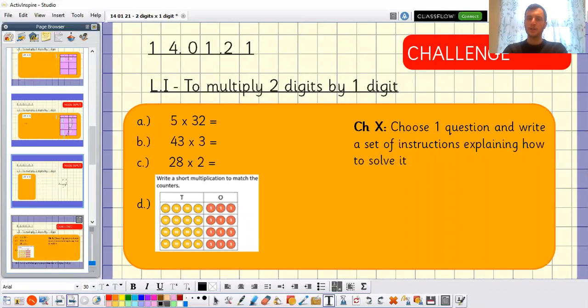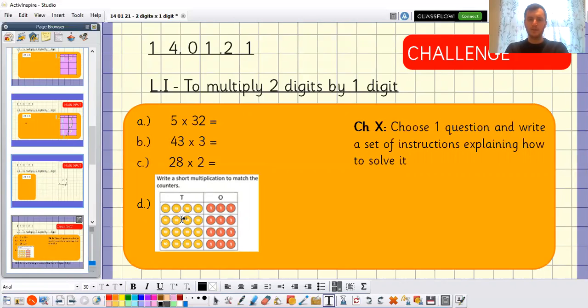Now I want you to have a go at using that same method to solve these questions. The first one says 5 times 32. The next one says 43 times 3. And the last one says 28 times 2. As well as that, I've given you a place value grid where there's 4 different groups of something. I want you to write a short multiplication to match the counters.